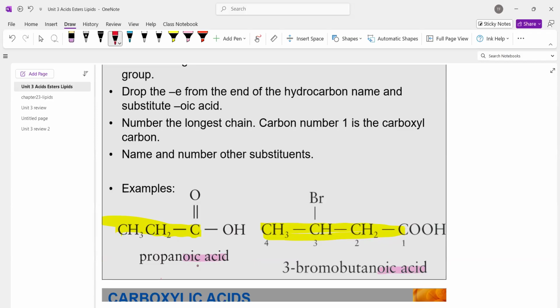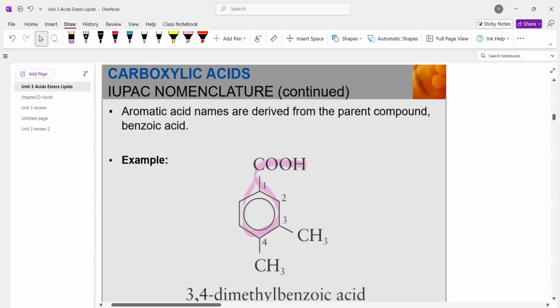If it's got a branch, same thing. You're going to have branch, carbon chain, functional group. Same as what we've been doing. Functional group name is oic acid. We do the carbon backbone, and then we do any branches. Now, a lot of fatty acids, or not fatty acids, but organic acids, go by common names.